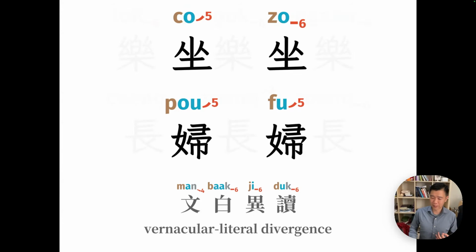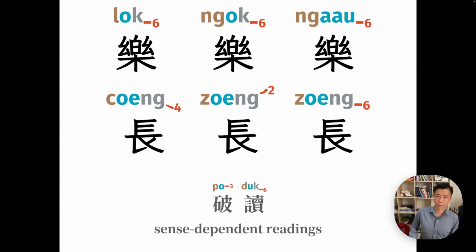Some of the other ways it may diverge include sense-dependent readings. What I mean is the first 3 on the top row: lok means happy, ngok is music related, ngao is to enjoy as a verb. The second row describes 長, which means long. 長 is to grow, and 像 means excess. 像 is very, very rare. Most native speakers do not even know its existence. These are often historical and classical. They come from many, many years ago.